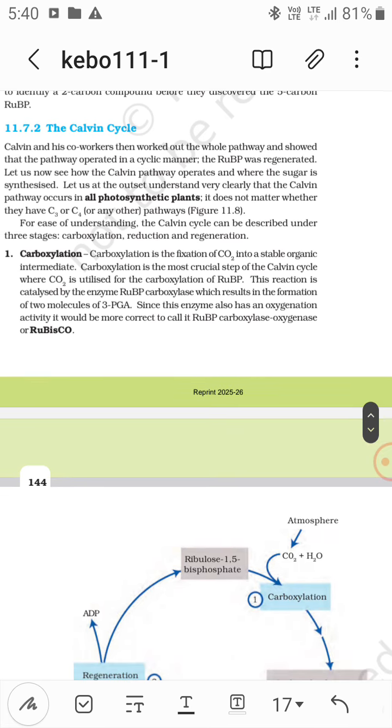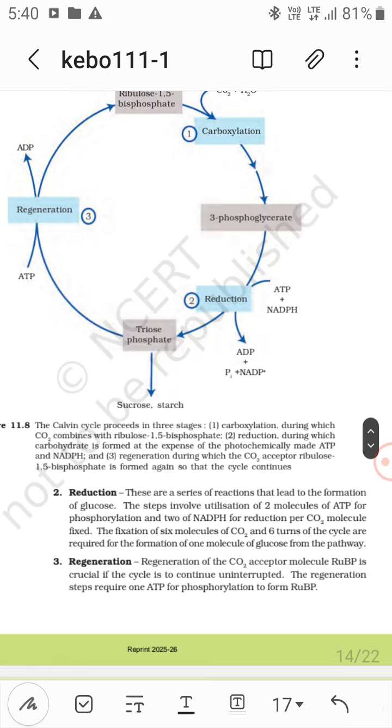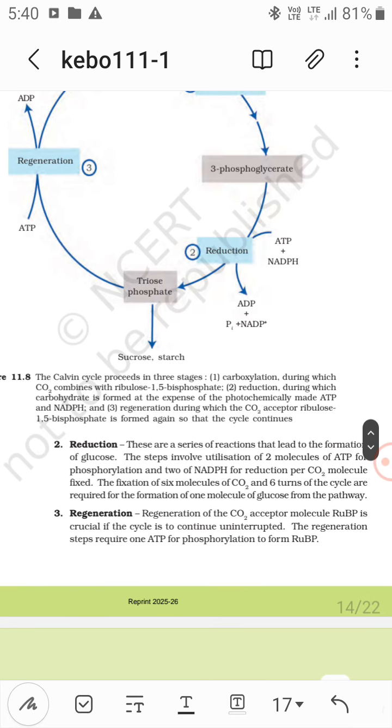Now the Calvin cycle. The Calvin cycle proceeds in 3 stages, that is carboxylation, during which CO2 combines with the RuBP, ribulose 1,5 bisphosphate, and reduction, during which carbohydrate is formed at the expense of the photochemically made ATP and NADPH.